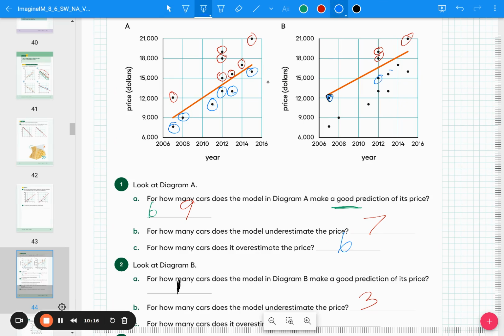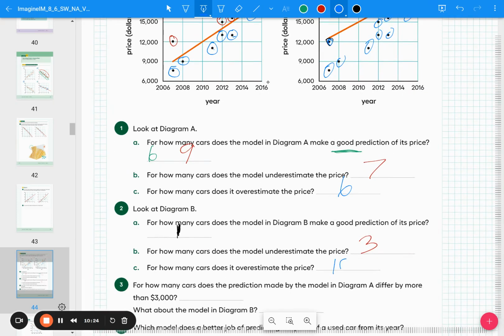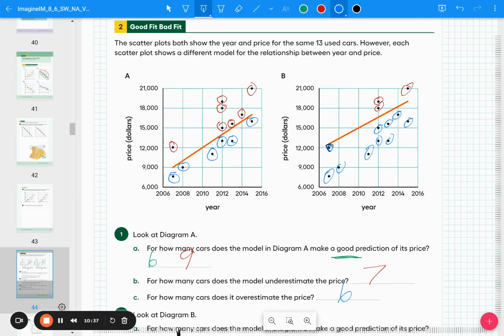1, 2, 3, 4, 5, 6, 7, 8, 9, 10. 10 of them. Also, we know there were 13, right? For how many cars does a prediction made by model and diagram A differ by more than 3,000? Now, it does say more than 3,000. So I should keep that in mind.